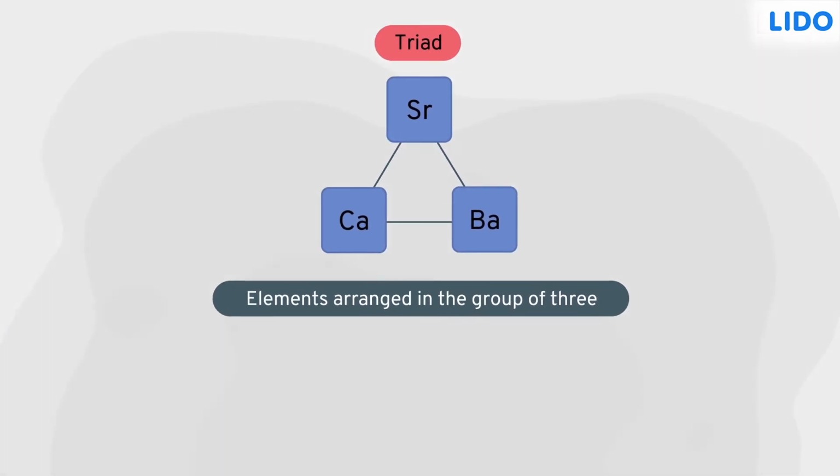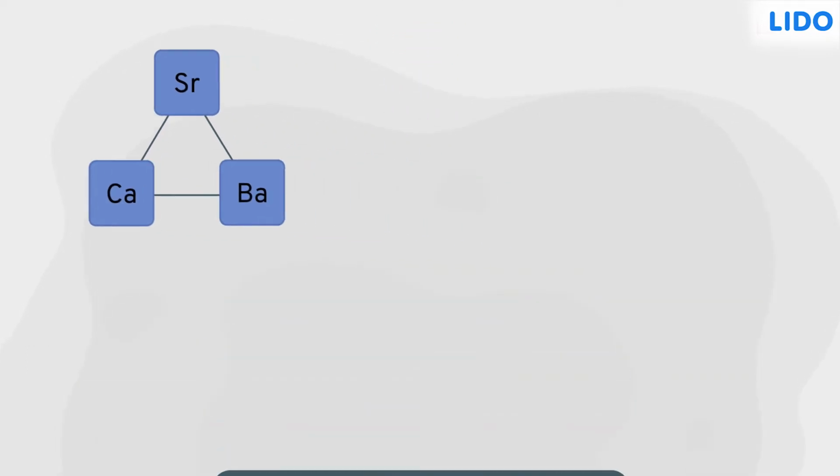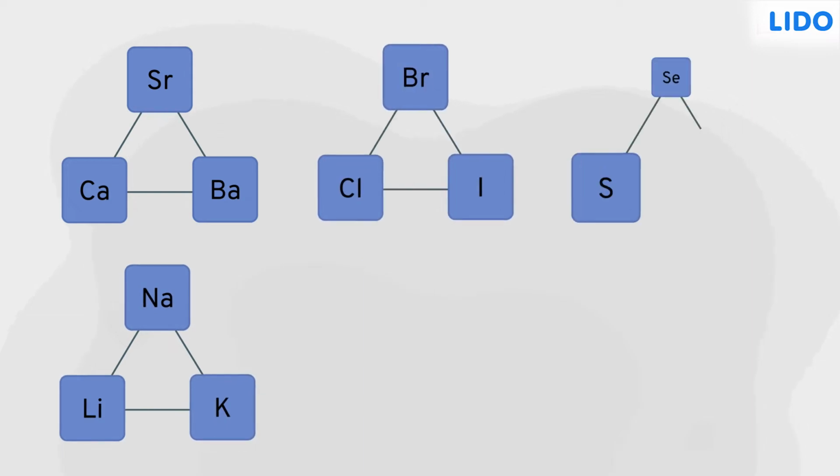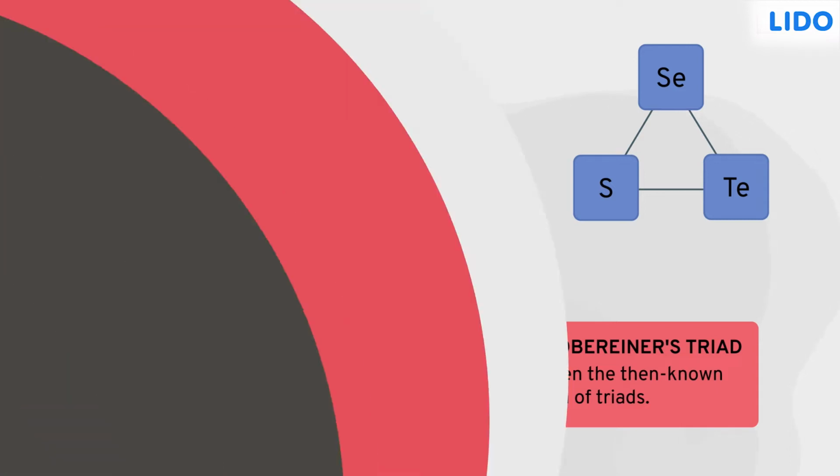He also observed the average atomic mass of the first and third elements of the triad was approximately equal to the atomic mass of the middle element of the triad. That's the pattern Dobereiner observed. He failed to arrange even the then known elements in the form of triads.